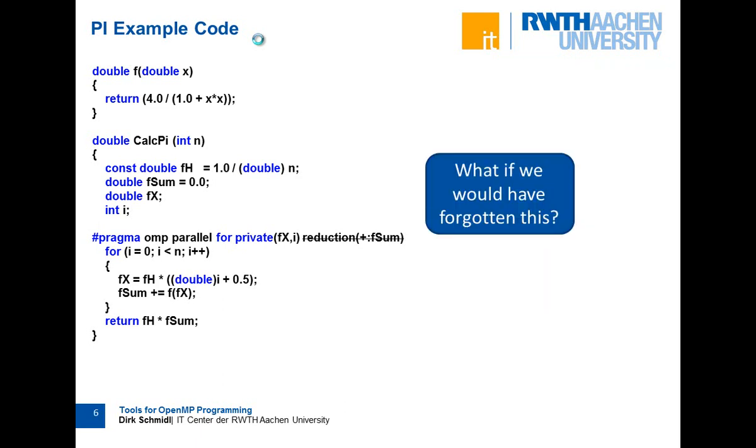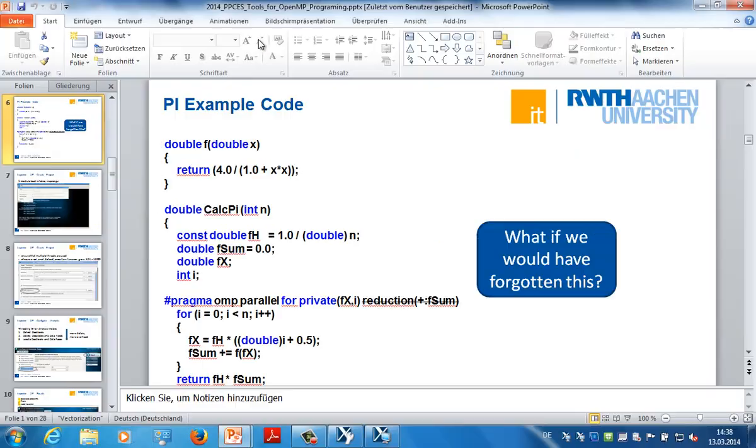But let's assume we just started and we forgot the reduction clause here. So it might happen to some people that they write an error like this in their program. Maybe it's a larger program. And I want to show you how you can detect this. I will try to do this in a live demo.